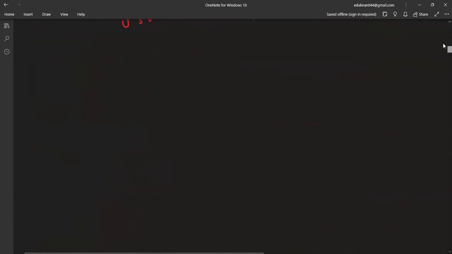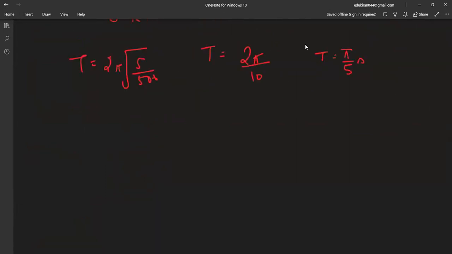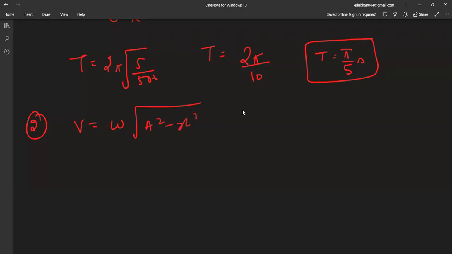So coming back to the question, this time period will be pi by 5 seconds. Secondly, we have V is equal to omega under root A square minus X square. See, X equal to 0 for the mean position and X equal to the amplitude for the extreme position.